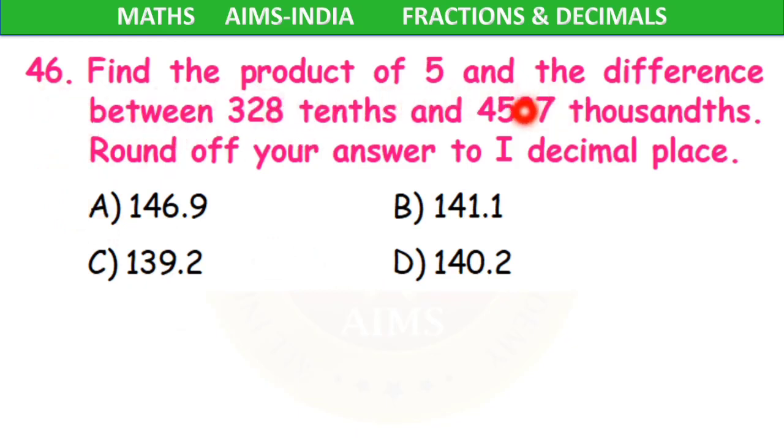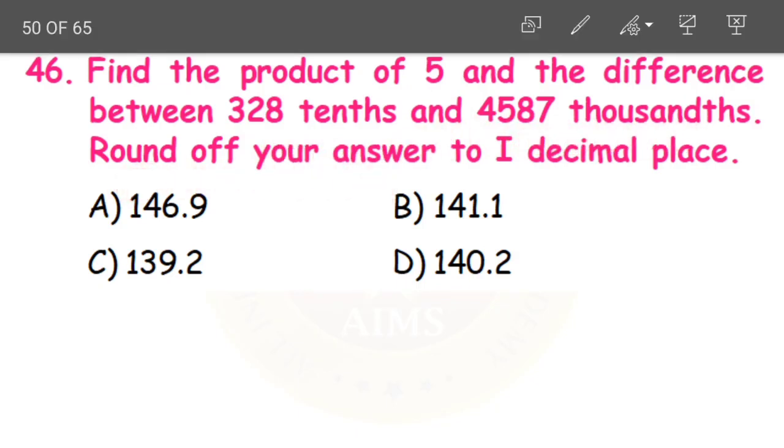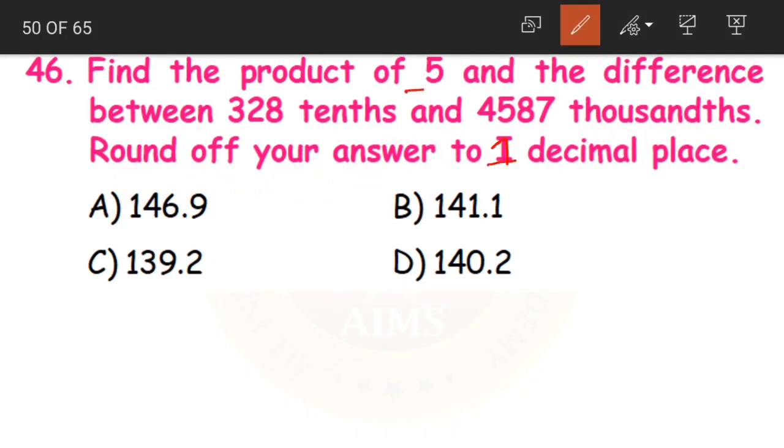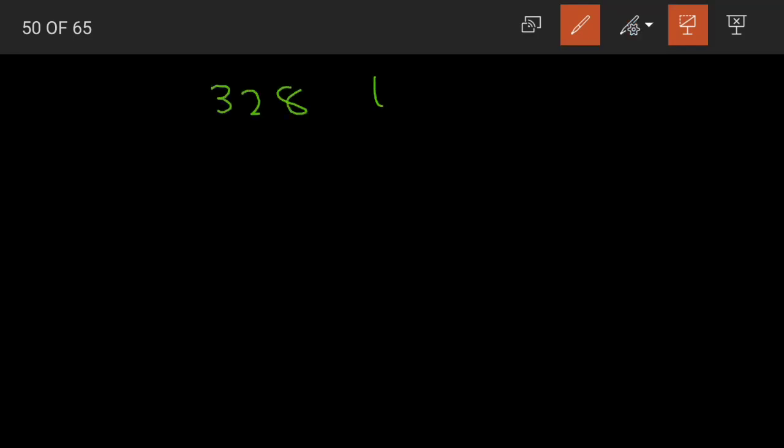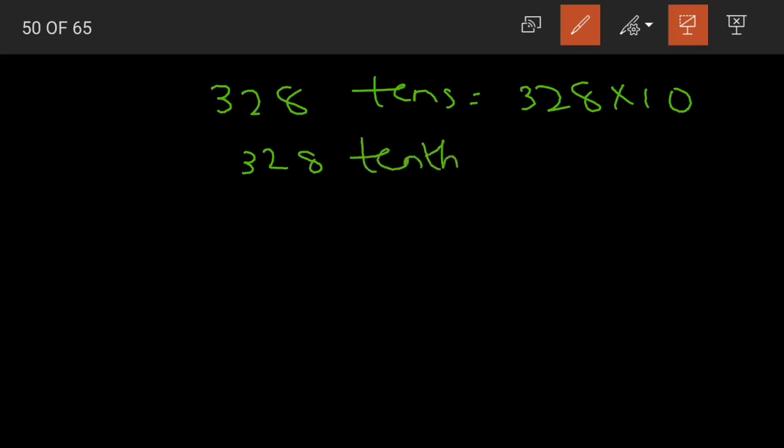Find the product of 5 and the difference between 328 tenths and 4587 thousandths. Round off your answer to one decimal place. We have to find out the product of 5 and also the difference of these two. So first let us find out the difference. We are having 328 tenths. If we say 328 tenths, what will we do? 328 into 10.